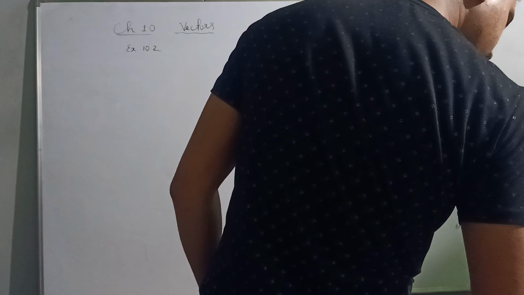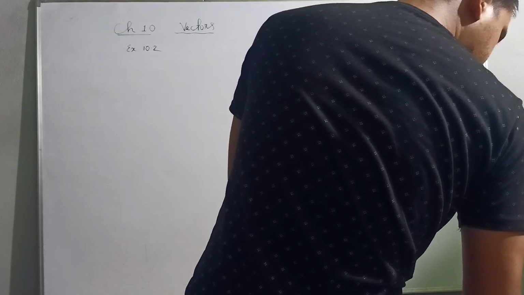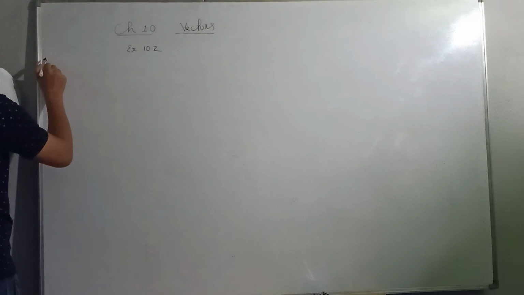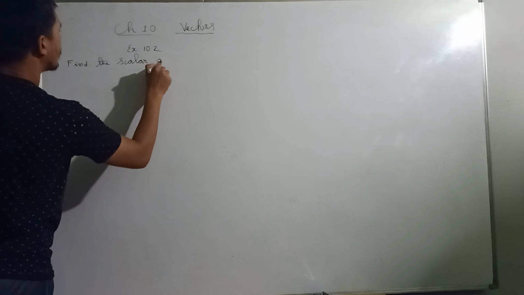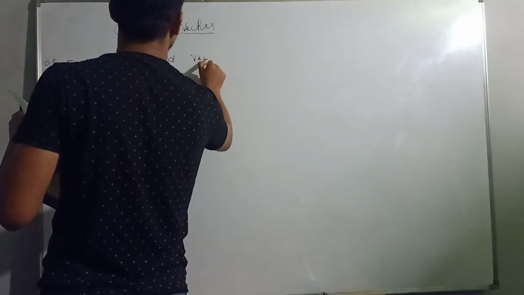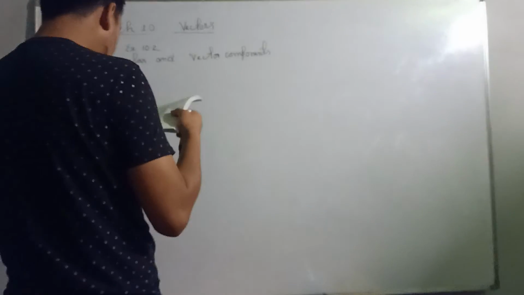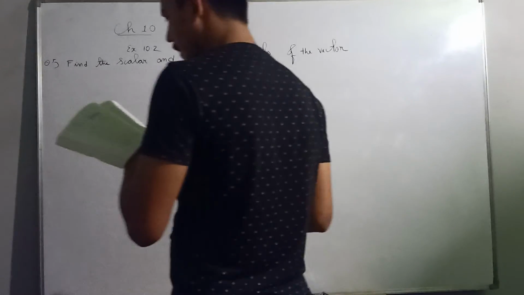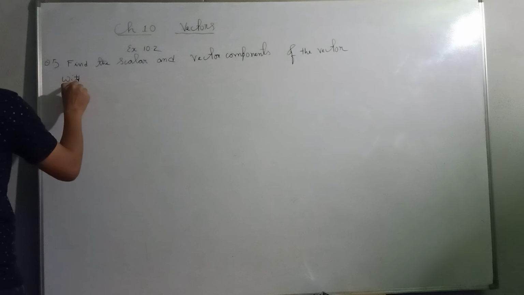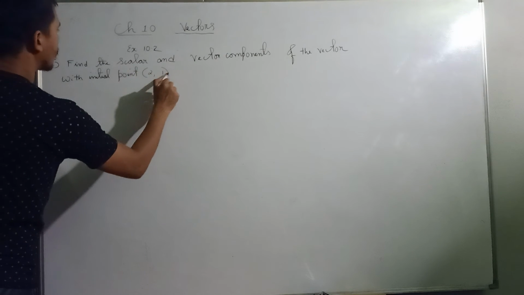Question number 5. Find the scalar and vector components of the vector with initial point 1 and final point.